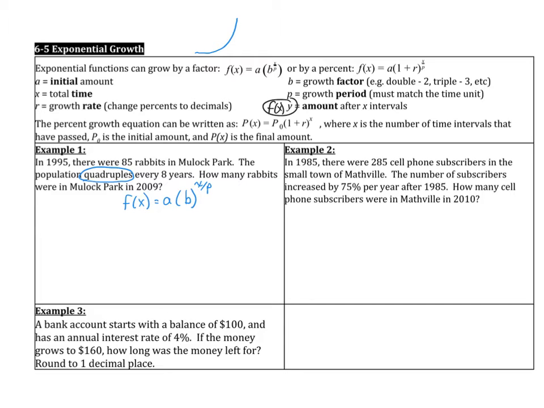Now your variables. The a is the initial amount, which is 85 rabbits. The b is how much it's increasing by, so it's quadrupling, so that's 4. The x is how much time has passed, so that is the amount of time difference between 1995 and 2009, which is 14 years. And the p is how often the amount is increasing. So it's quadrupling every 8 years. So that's the value of p.